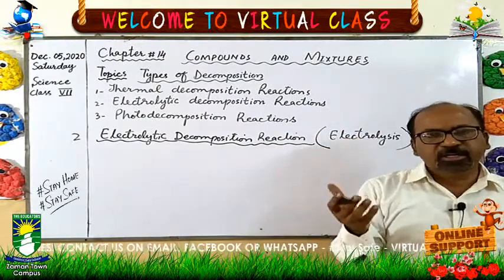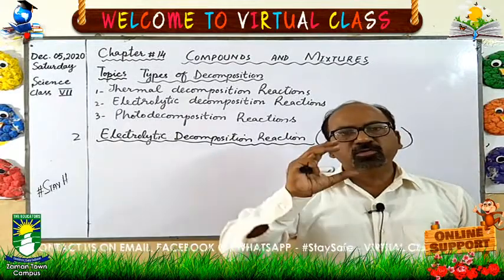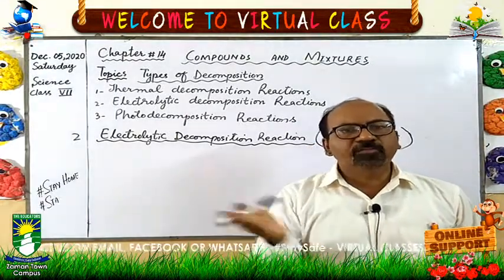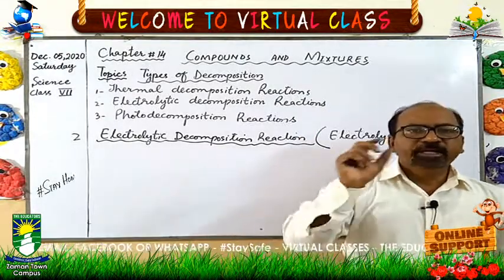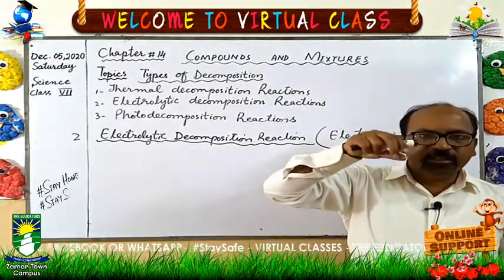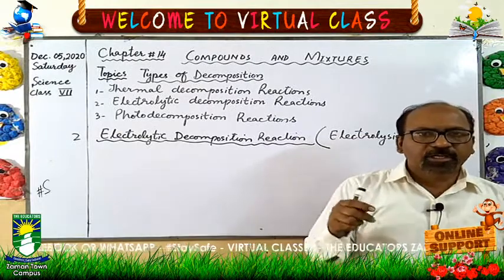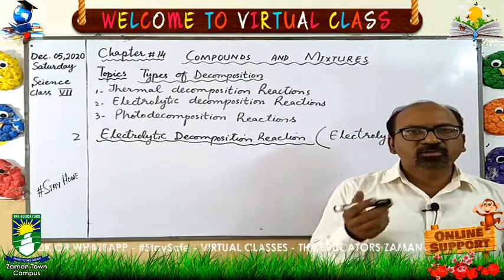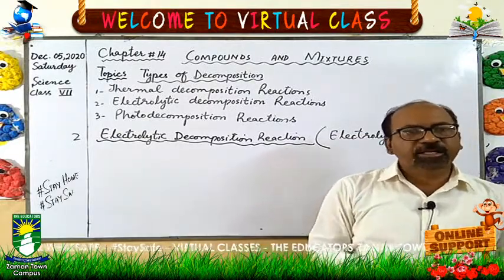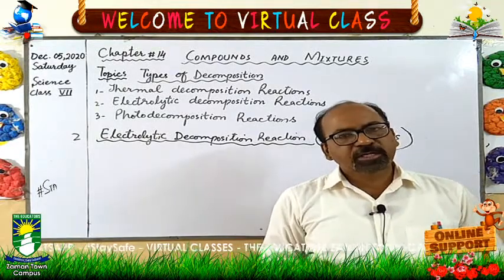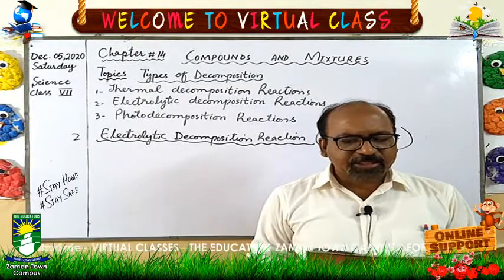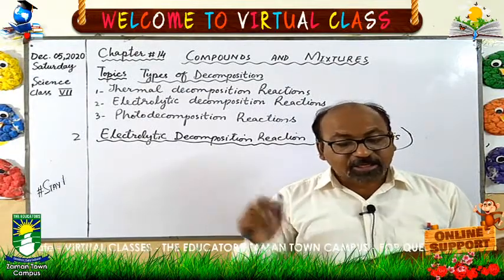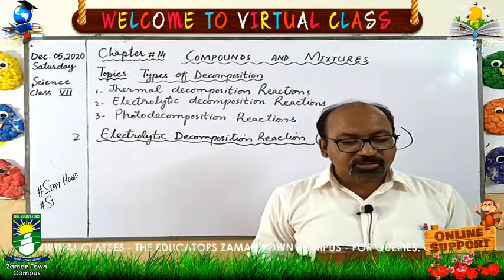For example, if we make a solution of table salt, the normal salt which we use at our homes for food, when we add this salt into the water, it forms the aqueous solution of sodium chloride. Sodium chloride is a common salt, table salt. So, electrolytic decomposition may result when electric current is passed through the aqueous solution of a compound.